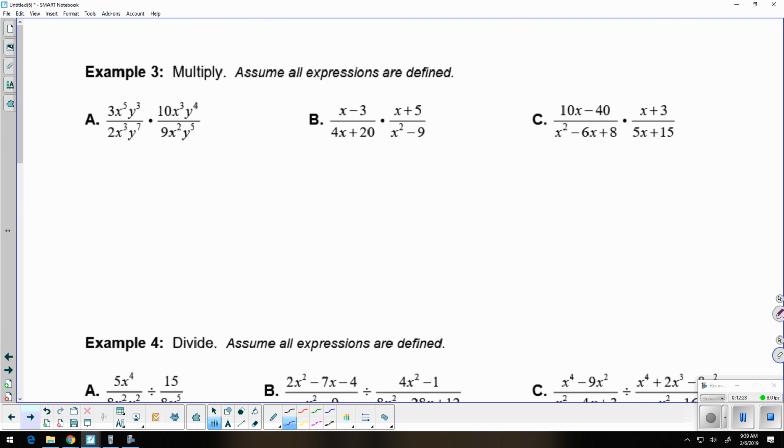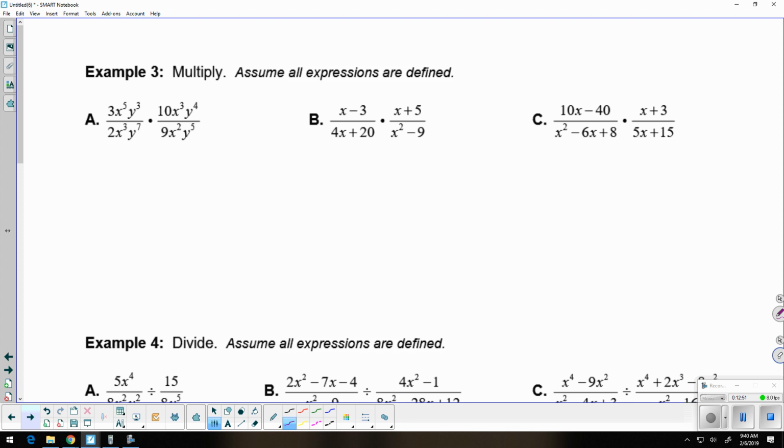So the directions for example 3, we're going to multiply all three of them, and then again it says assume that all expressions are defined. So we don't have to actually say what makes them undefined. When you have monomials like we do for A, so we have monomials all over the place in my numerators and also my denominators, I think it's easier to just multiply straight across and then do the reducing at the very end, just so it doesn't turn into a giant mess.